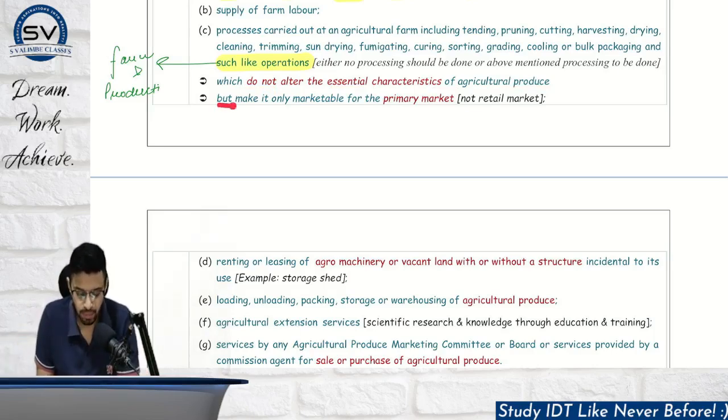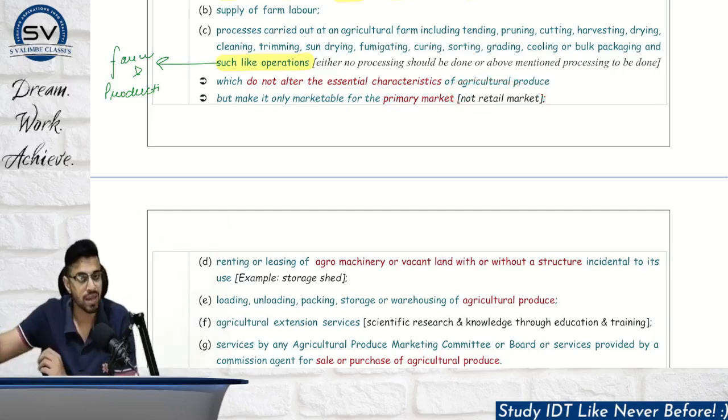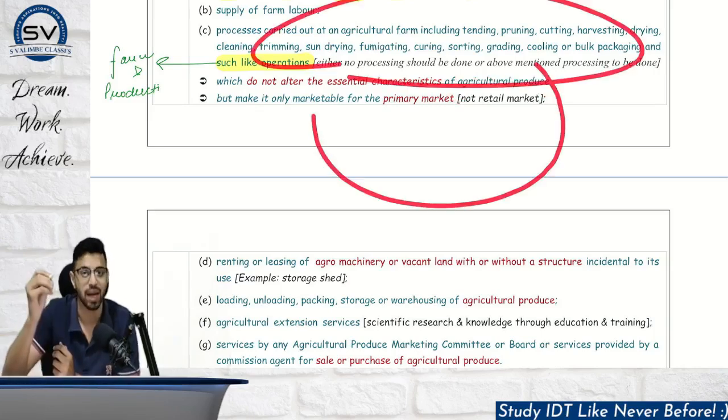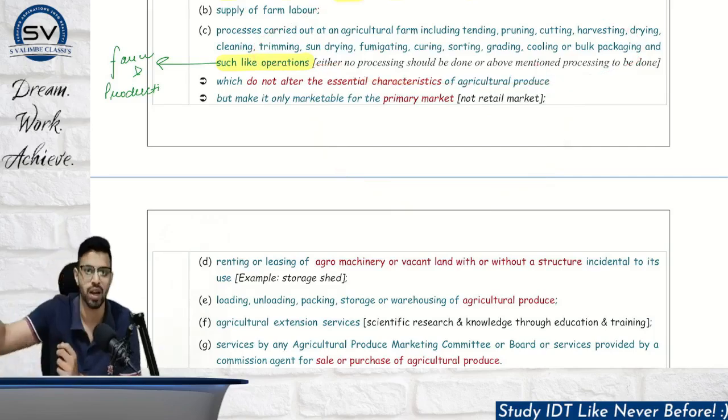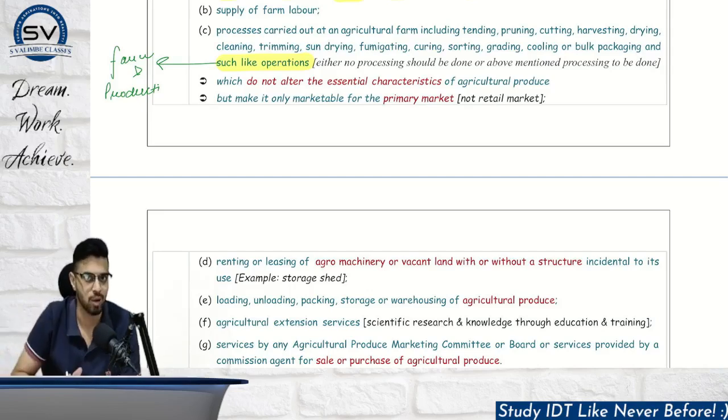And second, they make it only marketable for the primary market, not for retail market. So farmer sells it to the wholesalers. There we are granting some kind of exemption with respect to these processes which are necessary to make it marketable for a primary market, but not for retail market. So where people like you and me go and buy the fruits and vegetables and agriculture produce, that is coming to the retail market in proper plastic packaging and everything. All those processes are liable to GST.